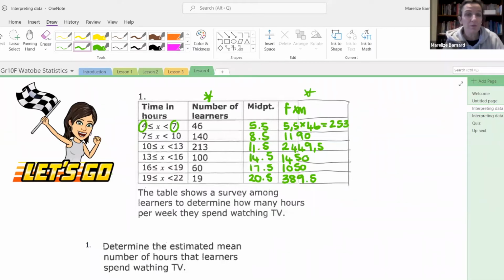Okay, so Mokoko Bali and anyone else who didn't quite hear me, you need to add up the number of learners and you have to add up the F times M column and then you're going to divide the two to get the estimated mean, just like we did in lesson two.